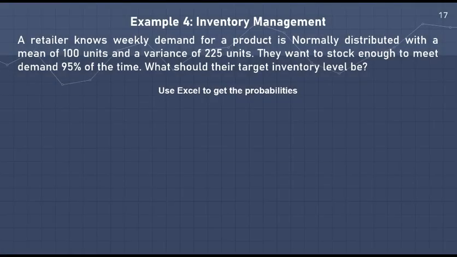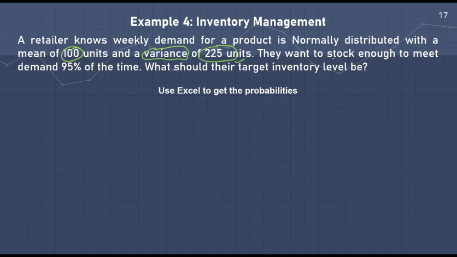Now there is a problem for inventory management. The next one: a retailer knows weekly demand for a product is normally distributed with mean mu equal to 100 units. So the mean is there and the variance is there. You see, this is very important: it is not the standard deviation but the variance that is given. So I have to take the square root of this to reach the standard deviation.